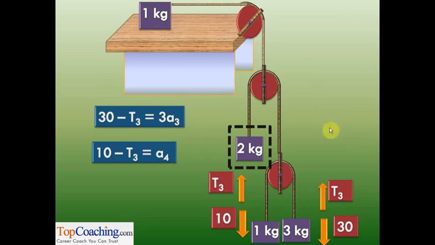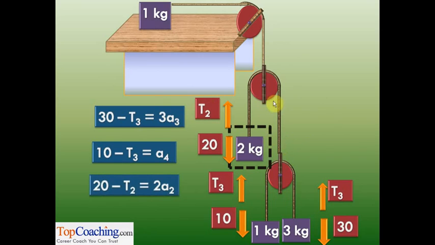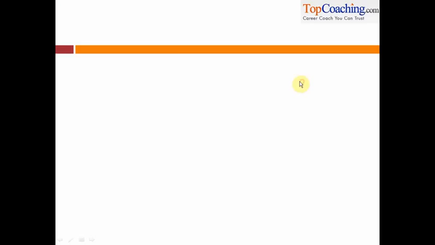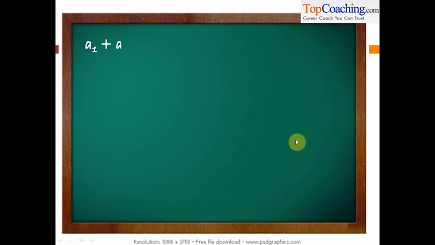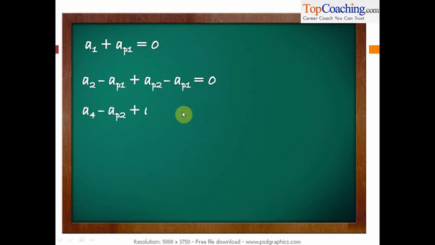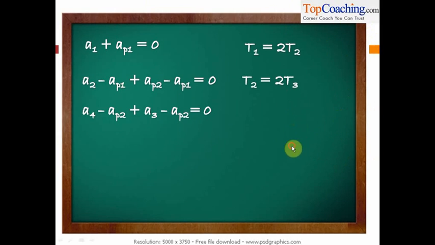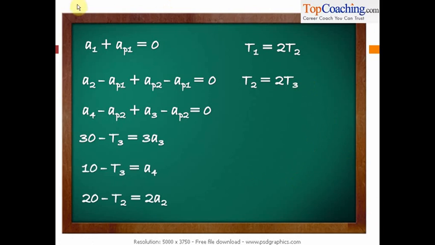We can similarly write the F equal to ma equation for the 2 kg block. In this case, 20 minus T2 is 2A2, isn't it? So there you go. We have got so many equations in this case. We've got these constraint equations, 3 of them. Then we've got these tension equations. And then we've got these F equal to ma equations, so many of them. All these might sound difficult, but using a bit of substitution here and there, you can solve these equations easily.